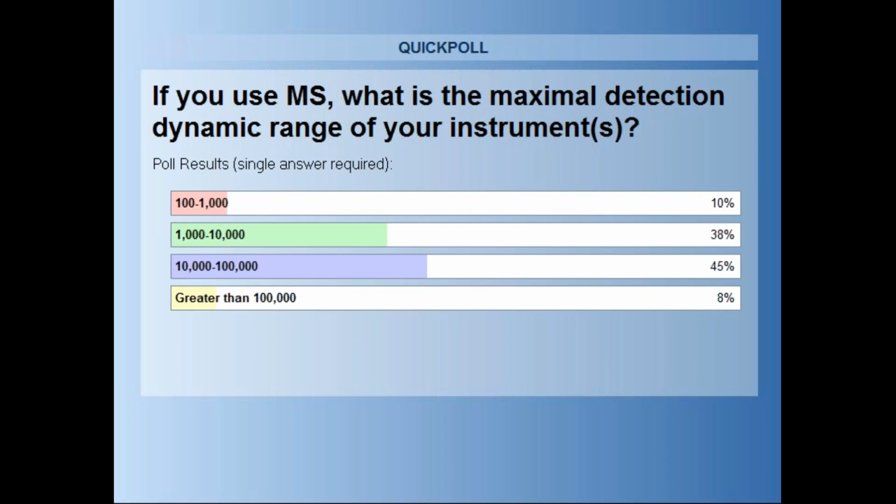If you use them, what is a maximal detection dynamic range of your instruments? So it looks like the mode is most people are getting up to about 100,000 in dynamic range, so five orders of magnitude. Which I think is reasonable, 10 to the 4th, 10 to the 5th. So 10 to the 5th is pushing it, though, from my experience. We would like to hear from those that are pushing over 100,000 dynamic range and how you're doing that.